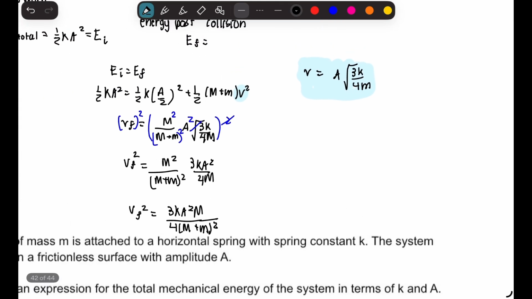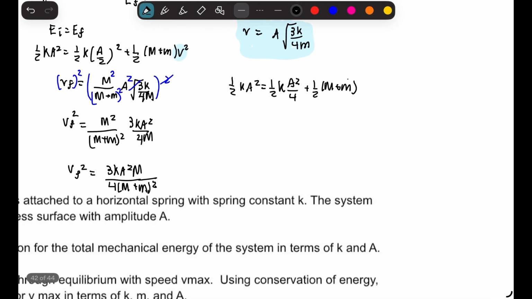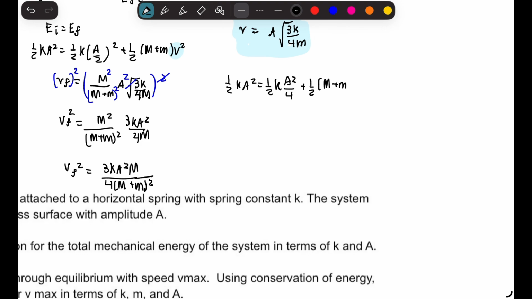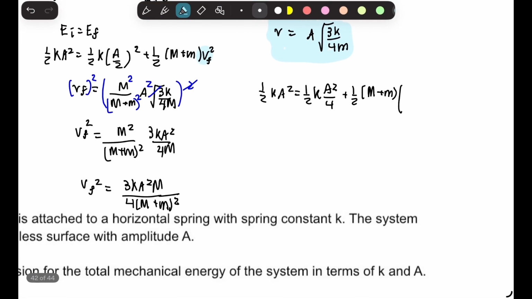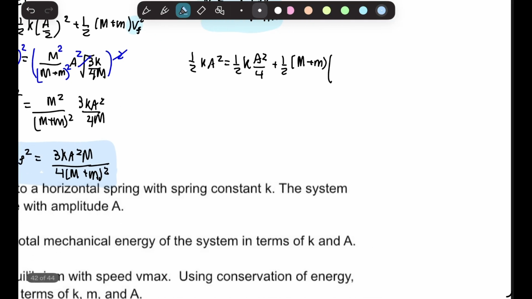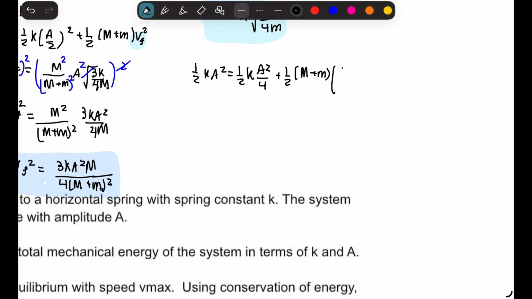So now after this, what we had over here was 1/2 kA squared is equal to 1/2 kA squared over 4 plus 1/2 (M plus m) times your expression over here. So that was your v_F squared, actually. So let's label that. So you're going to take that whole entire thing and substitute in this, because this was earlier just that v_F, but not accounting for that square. So that's going to be 3kA squared m over 4(M plus m) squared.